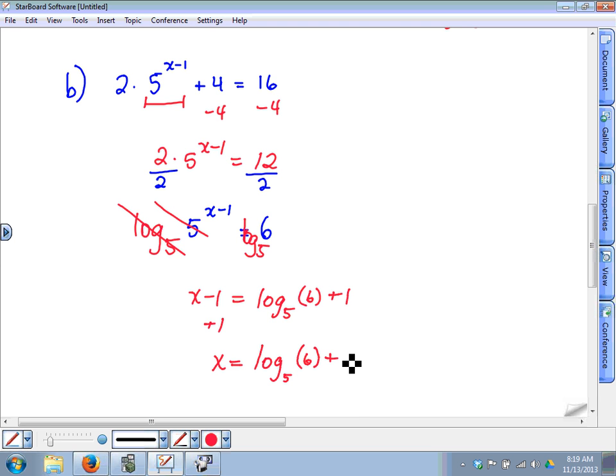Do you want us to write it with the log base, or can you write it another way? Either way is fine. This will be a perfectly acceptable form of the answer right there.